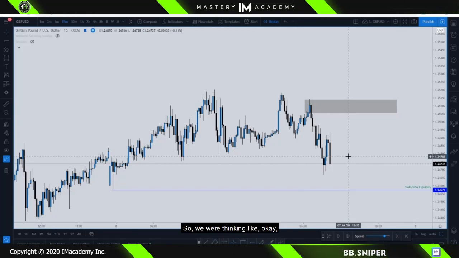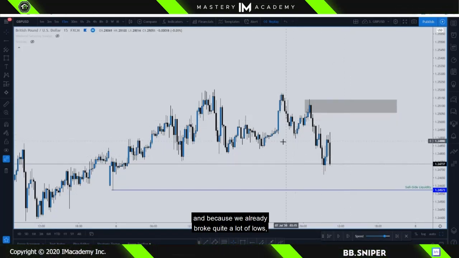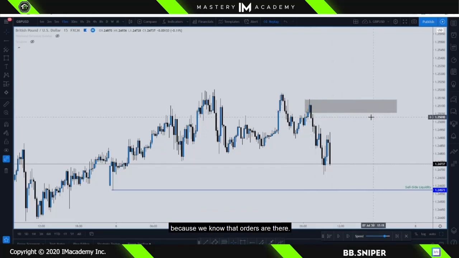We were thinking, okay, the market already broke quite a lot of lows, and we're expecting the market to create a run below those sell side liquidity. So if the market comes back up into this environment, this could be a good sell opportunity for us, because we know that orders are there.